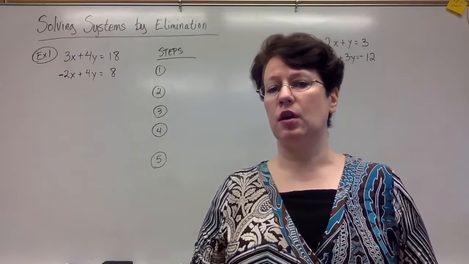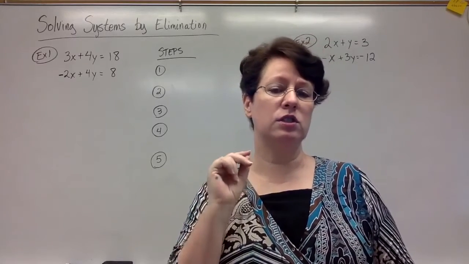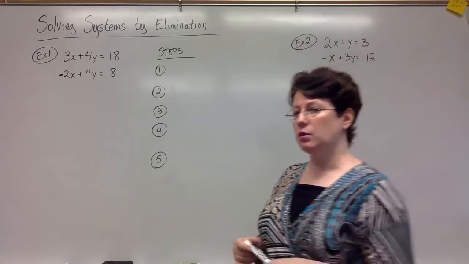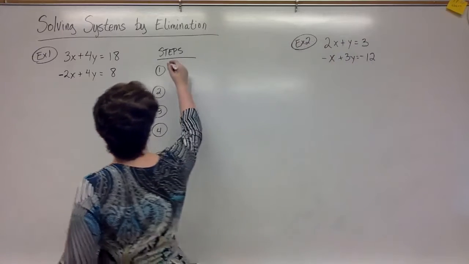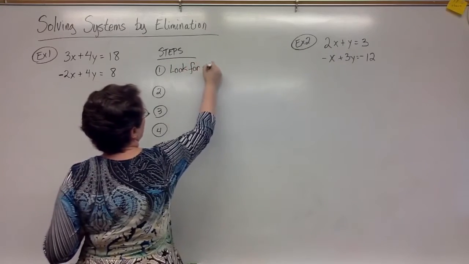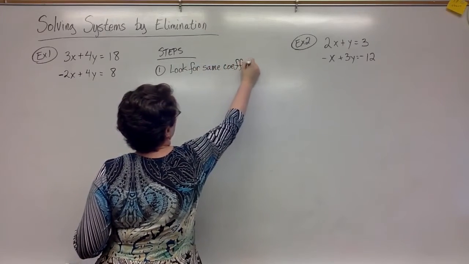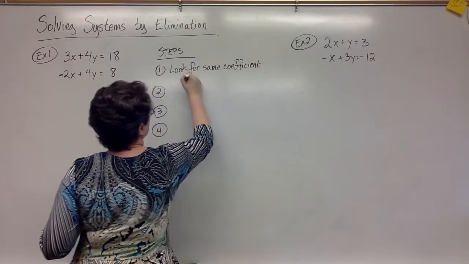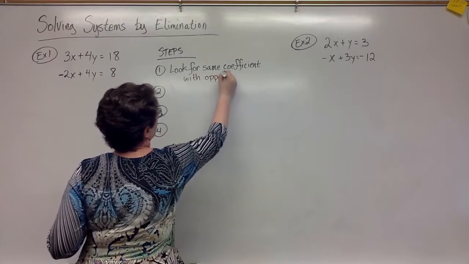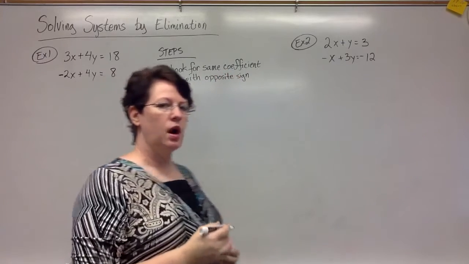Those conditions are that I have one variable in each equation where the coefficients are equal but opposite sign. So I'm looking for the same number for the coefficient. That's our first step. We're going to look for the same coefficient with the opposite sign. Okay, same number, opposite sign.